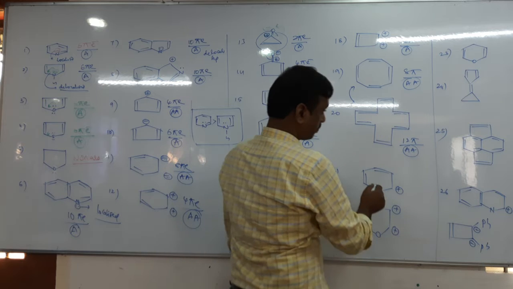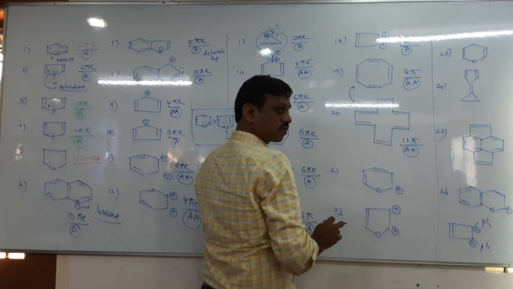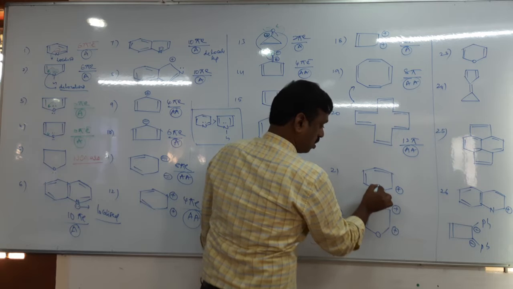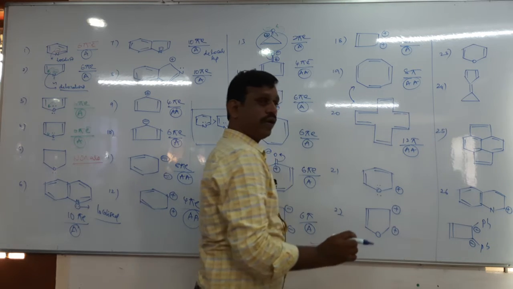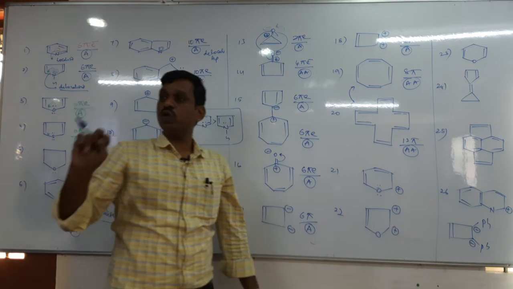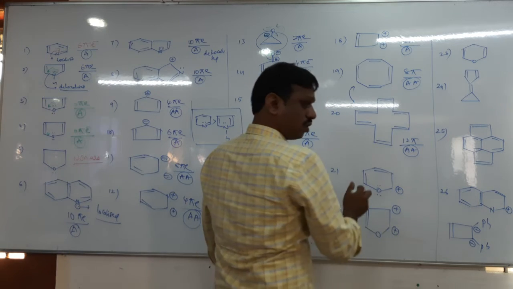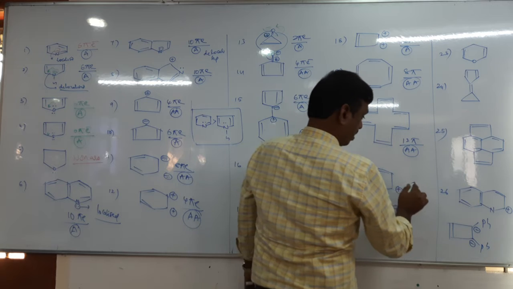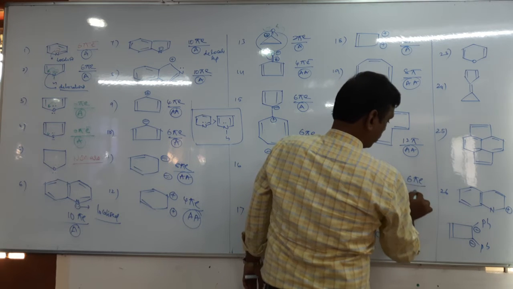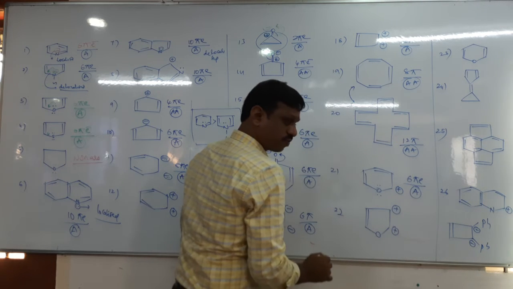Yeah, this one. Oxygen has 2 lone pair. Wherever oxygen comes, 2 lone pair, nitrogen 1 lone pair. 6 pi electron. That is aromatic. Next.